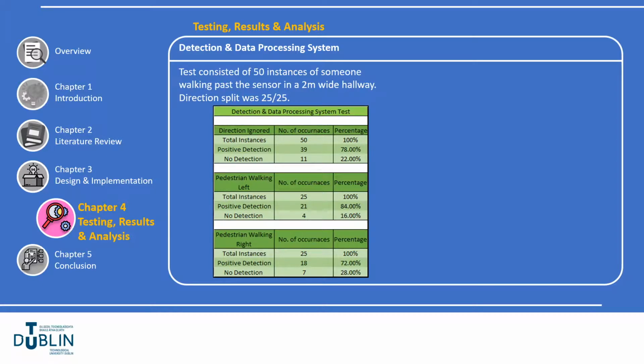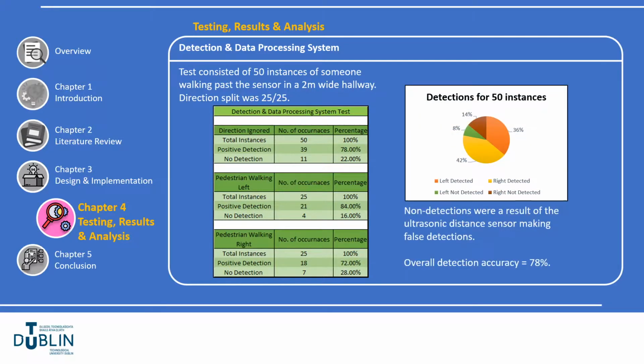From the test, it was found that the overall detection accuracy was 78% and that the system would have a higher detection rate of people walking in the left direction relative to the sensors. From analyzing this test, it was found that the non-detections were a result of the ultrasonic distance sensor making false detections.